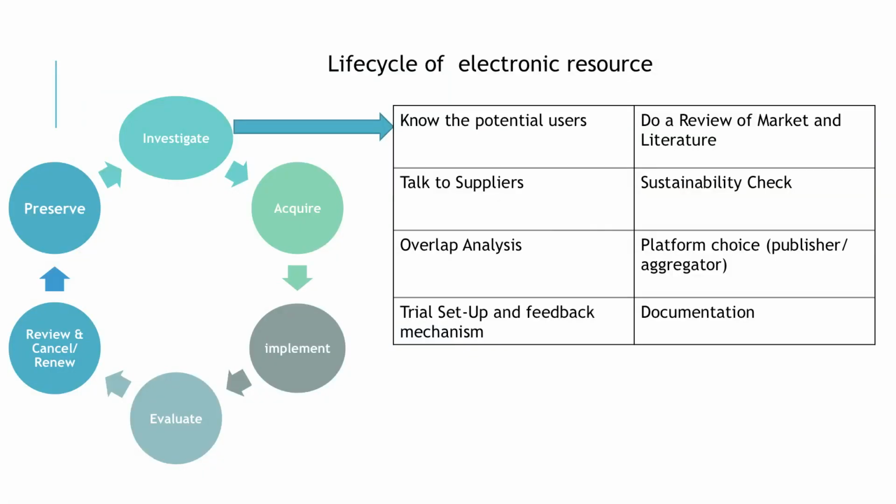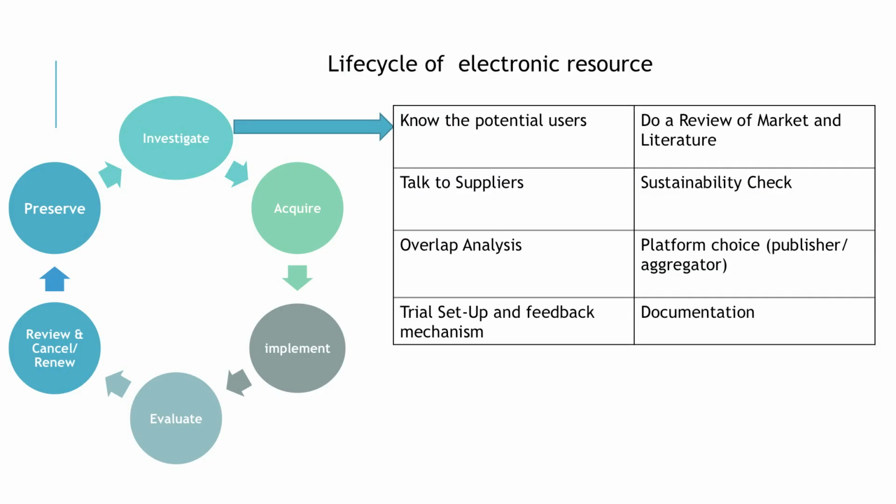After knowing our potential user, we go for the review of the market and literature, and we talk to our colleagues. We come to know if there is a subscription of the resource in any particular institution, how the performance of that resource was, and how the supplier was. Then we talk to the supplier. Then the very important thing is the sustainability check. Then we go for the overlap analysis. We see whether we have similar or the same resources subscribed in our library or not.